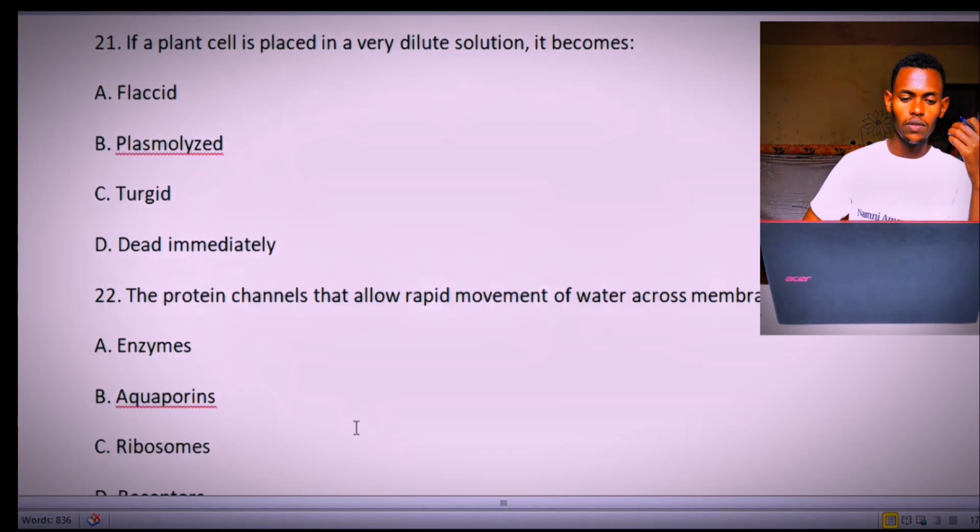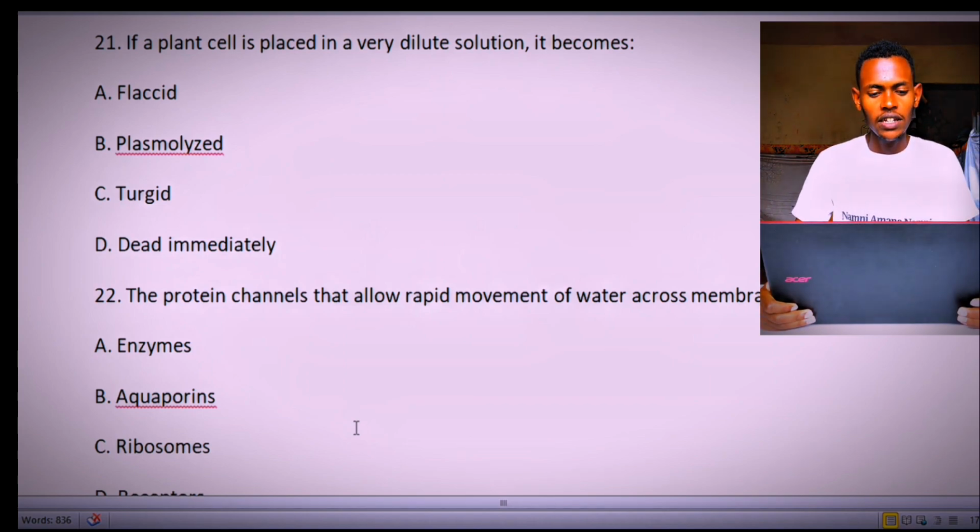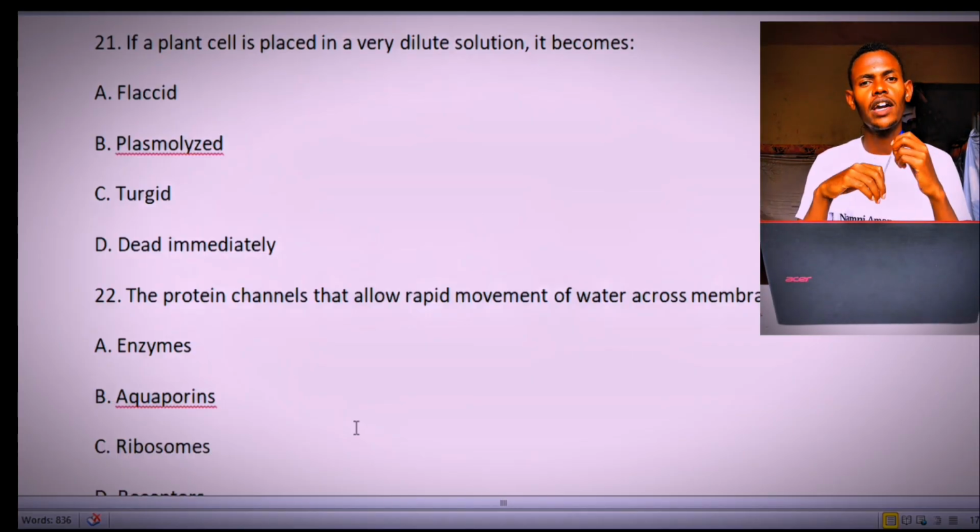Let's go on to the 21st question. If a plant cell is placed in a very dilute solution, it becomes A. Flaccid, B. Plasmolyzed, C. Turgid, D. Dyed. It is your turn.